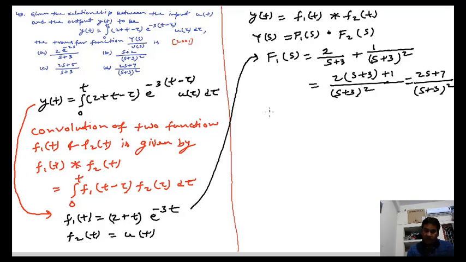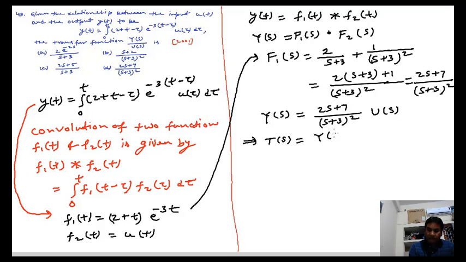Now we can write Y(s) is nothing but (2s + 7)/(s + 3)² multiplied by U(s), because f2(t) is u(t), so the Laplace transform of f2(t) is U(s). Now the question is asking about the transfer function Y(s)/U(s). So T(s) will be nothing but Y(s)/U(s), and that is (2s + 7)/(s + 3)². So let me see which of the given options is correct. We can see clearly that option D is the correct one.